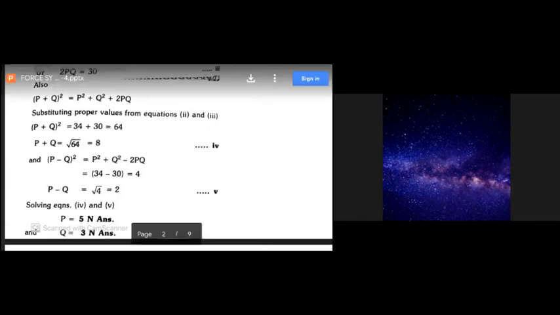So the fourth equation gives P plus Q equal to 8, and the fifth equation gives P minus Q equal to 2. We have to solve equations 4 and 5. When we solve equations 4 and 5, we will get P value as 5 and Q value as 3. So here P and Q are the individual forces. Therefore, the individual forces are P equal to 5 Newton and Q equal to 3 Newton. So it's an important question, and you can practice this problem.